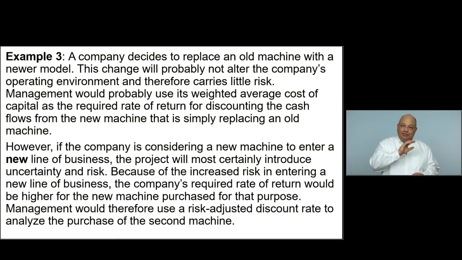But if the company is considering a new machine to enter a new line of business, the project will most certainly introduce uncertainty and risk. Because of the increased risk in entering a new line of business, the company's required rate of return would be higher for the new machine purchased for that purpose. Management would therefore use a risk-adjusted discount rate to analyze the purchase of that second machine.